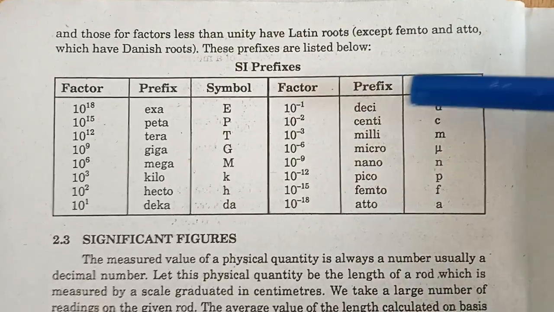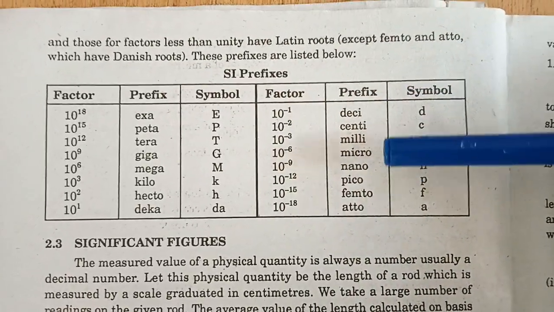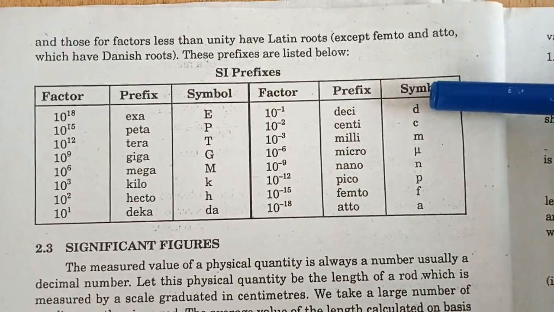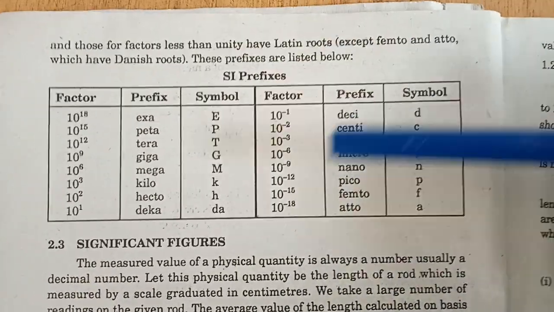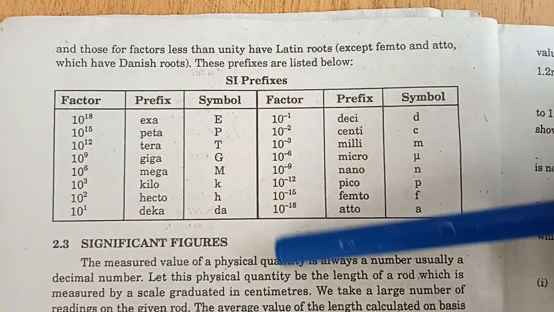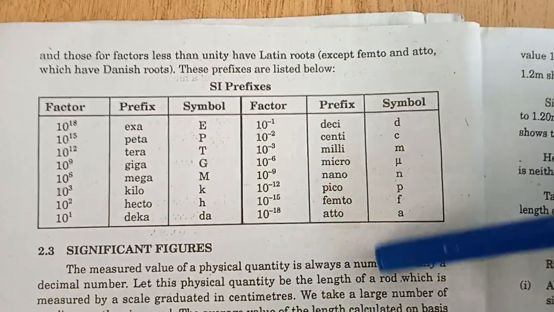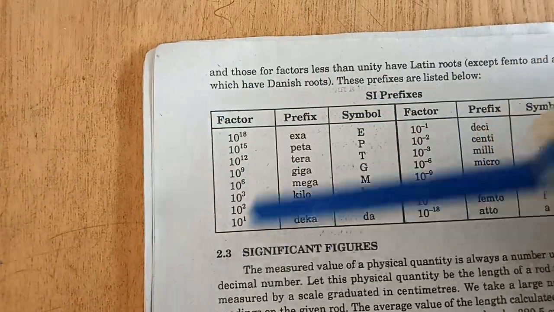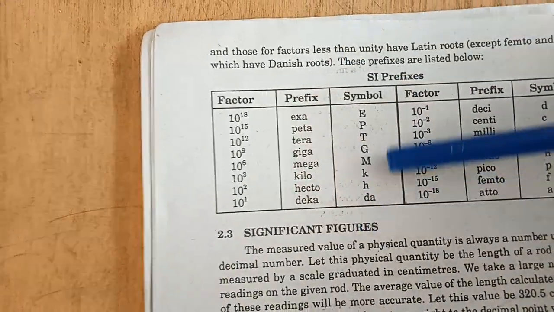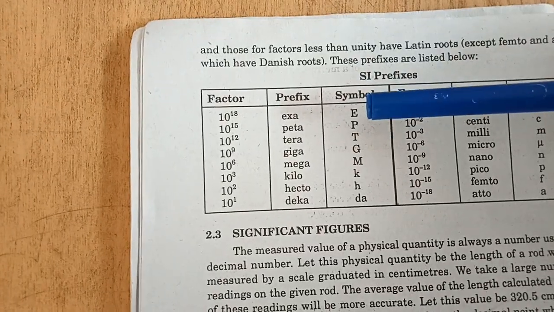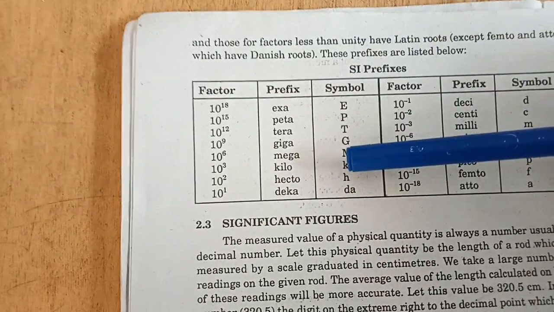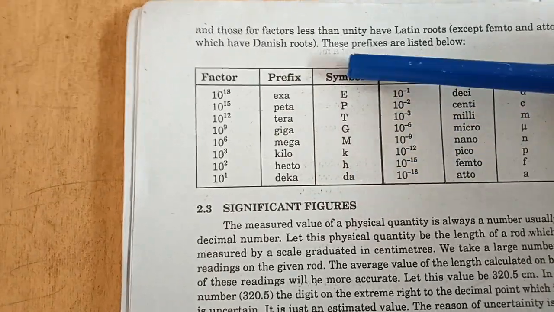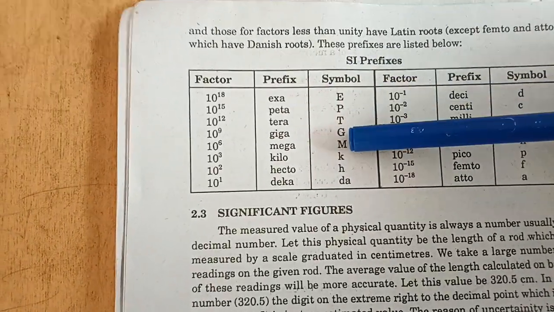The symbols of these deci, centi, milli, micro, nano, pico, femto, atto are small letters. Their powers are negative and the symbols are in small letters, whereas the factors with positive powers have symbols that are almost all capital letters, okay, except kilo and hecto and deca. All the others are in capital letters, okay.